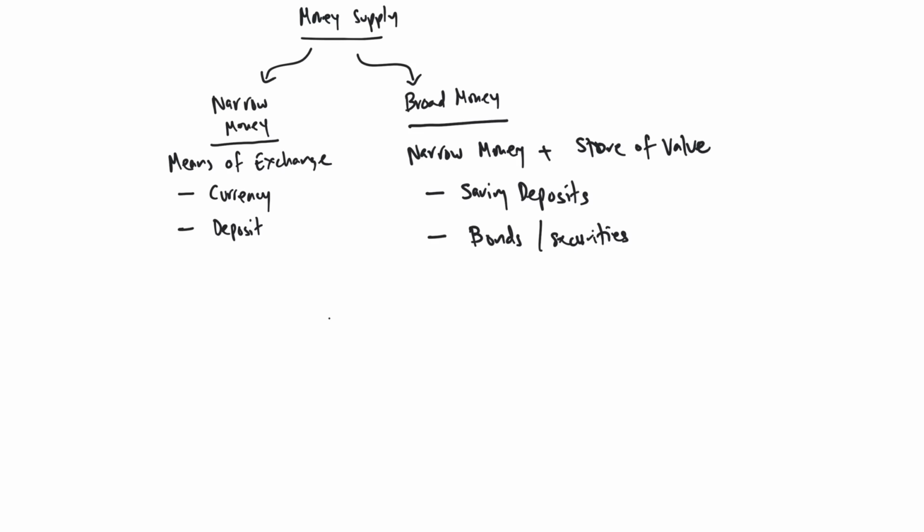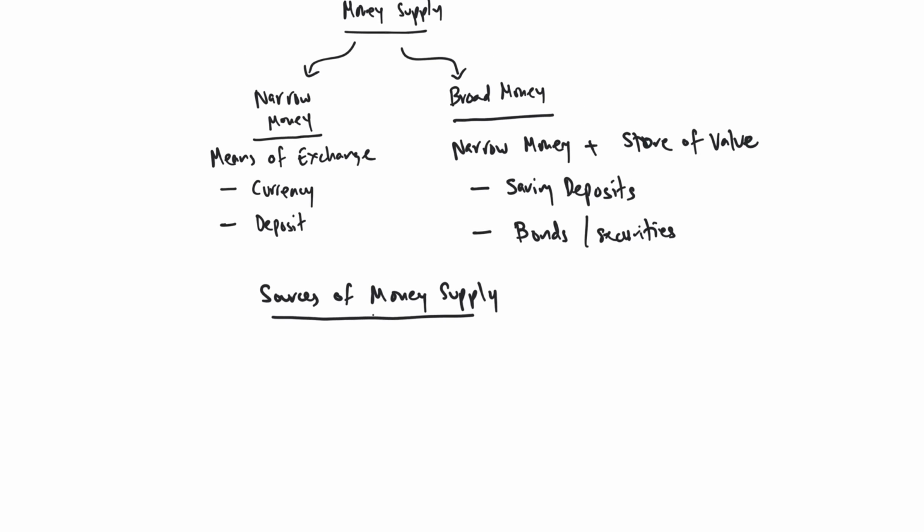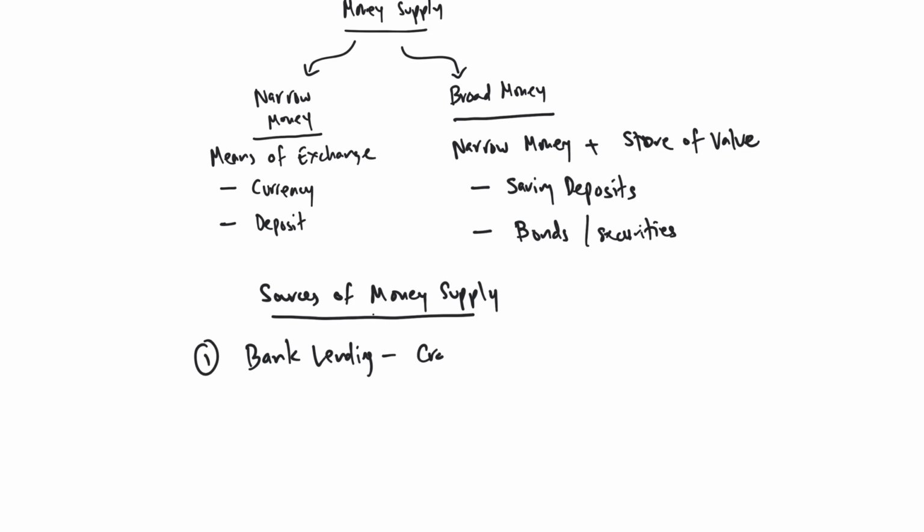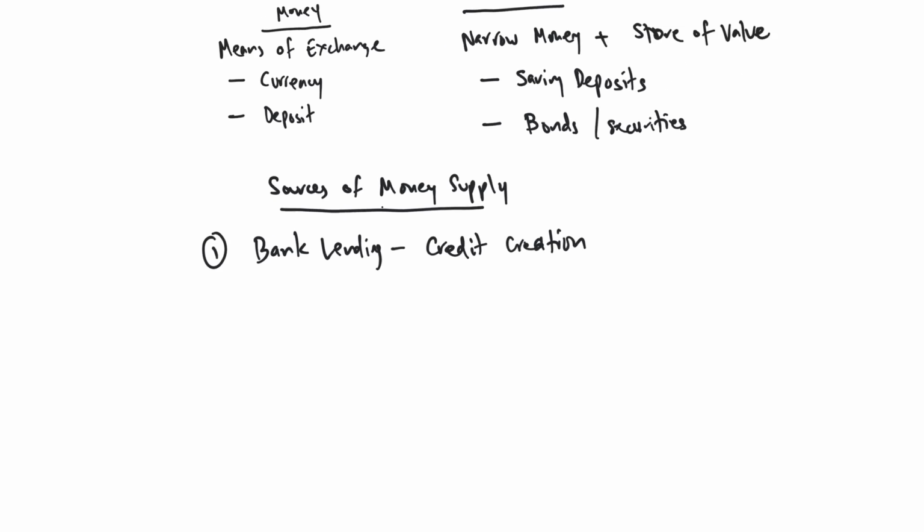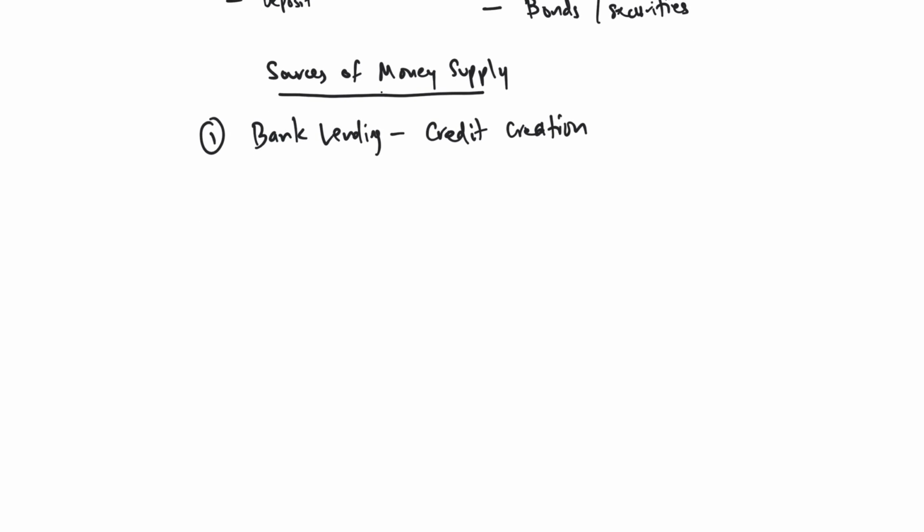So let's now talk about what are the sources of money supply. This comes a lot in MCQ. Sources of money supply: how does the government increase or decrease money supply through its central bank? So the first thing we look at is, number one, your bank lending, sometimes also called credit creation. When banks are lending, this bank lending can create more money because it creates more deposits, and since deposits are regarded as money, we will have more money supply.